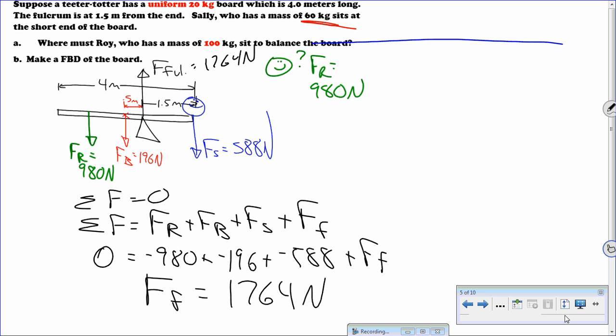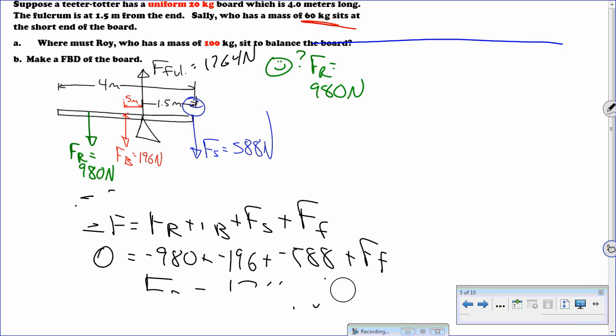Okay. So the idea is, if he sits too far one way, then the board will rotate this way. If he sits too far the other way, it'll rotate that way. We don't want it to rotate. So we want our net torque to be 0. Follow? So when we do that, can I erase the black? Has everybody got that? Okay.